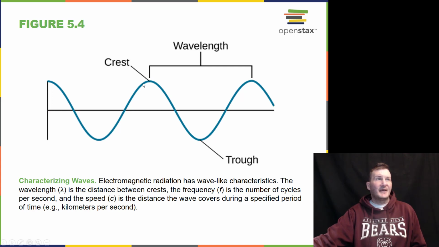A wave has a crest, a top part, and a trough, a bottom part. The interval between two crests or two troughs is called a wavelength. So from one top through the bottom and into the next top, that is called a wavelength. The number of cycles that go through in a certain amount of time is called the frequency.